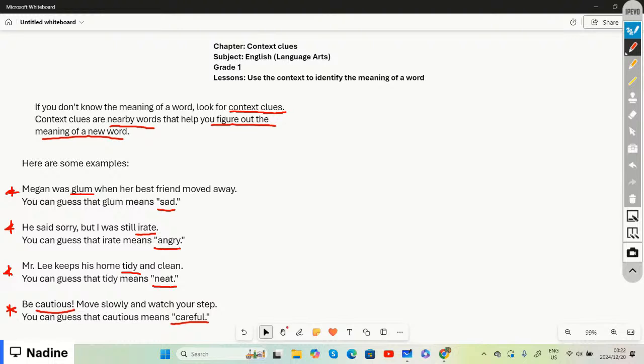And once again, we said that the word glum can mean sad because the friend had left. If my friend had left, I would definitely be glum. You're sad because maybe that's your only friend, and now you need to start all over again, needing to make new friends. So glum is another word for feeling sad.